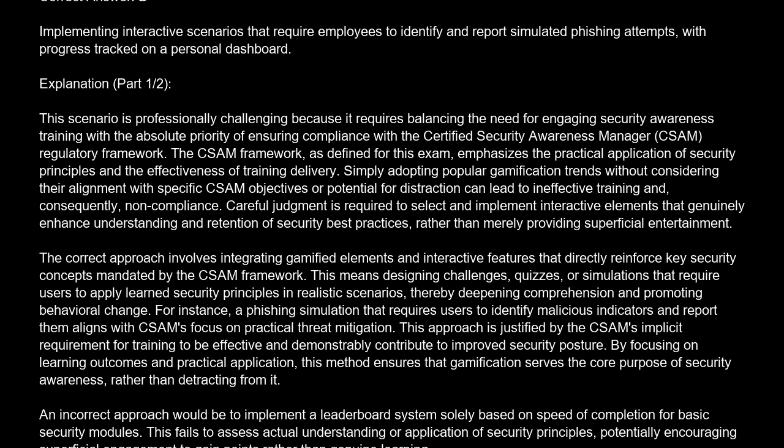For instance, a phishing simulation that requires users to identify malicious indicators and report them aligns with CSAM focus on practical threat mitigation. This approach is justified by the CSAM implicit requirement for training to be effective and demonstrably contribute to improved security posture. By focusing on learning outcomes and practical application, this method ensures that gamification serves the core purpose of security awareness rather than detracting from it.